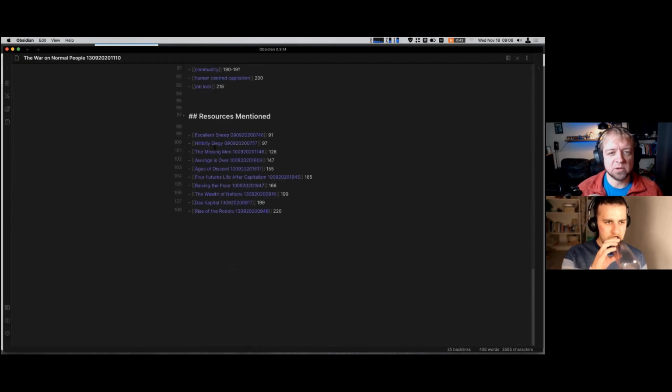Here are all the resources mentioned: Excellent Sheep, Hillbilly Elegy, which I have read, The Missing Men, Averages Over, I read that one, Ages of Discord. These are all different ones that I may read, and I'll even go back sometimes to find the reference, like what was it referenced as? Nations, that's an older book. It's an older economics book, if I remember correctly. For future ages after capitalism.